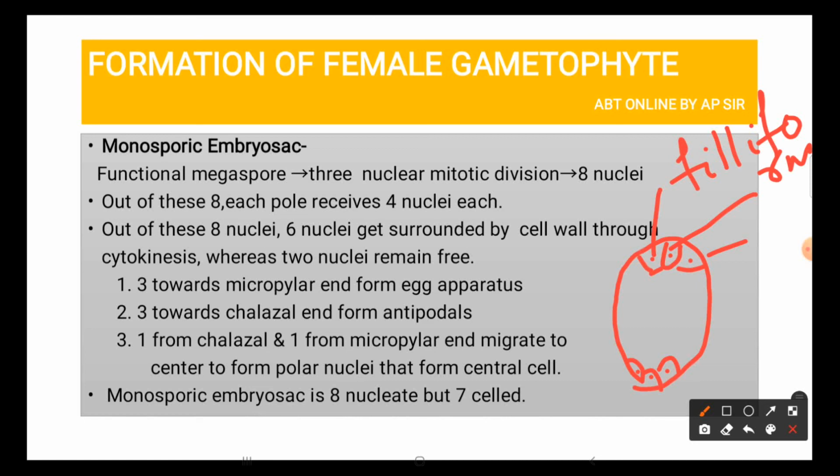Then, as far as the central cell is concerned, this is the central cell. It has 2 polar nuclei which may get fused to form a single diploid nucleus called the secondary nucleus or definitive nucleus. Now, the 2 polar nuclei present in the central cell may get fused to form a secondary nucleus or definitive nucleus, which is diploid in nature.